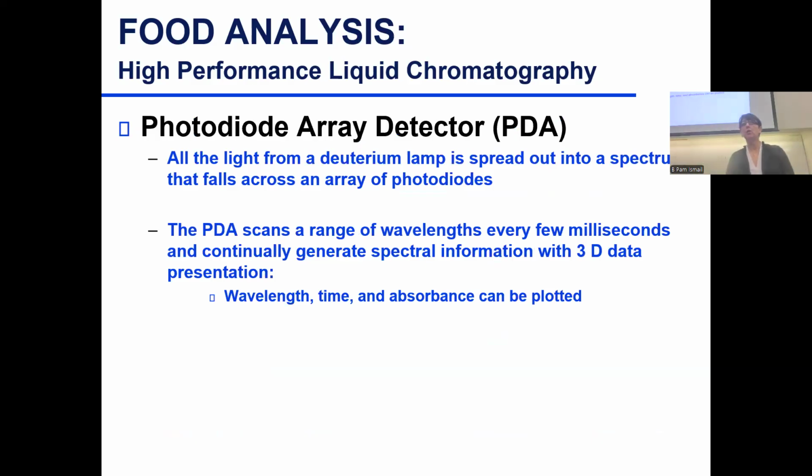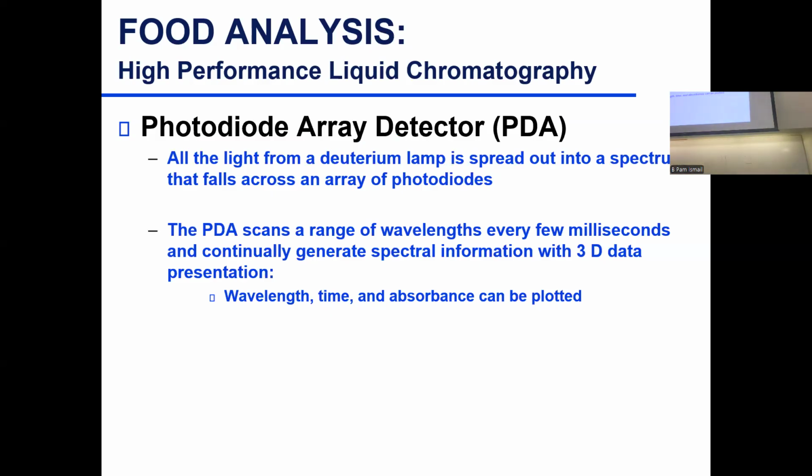Now, the photodiode array detector is the workhorse in HPLC because it helps us detect, identify, and also quantitate. It's a very powerful tool, not the best identification tool obviously, but much better than a variable wavelength detector. And that's what you saw in the lab, because it allows you to get three-dimensional data. We talked about it last time a bit.